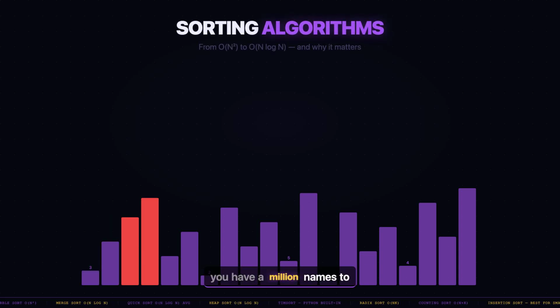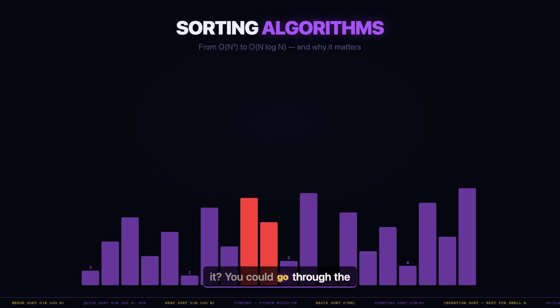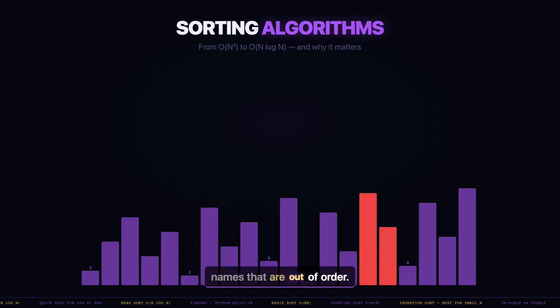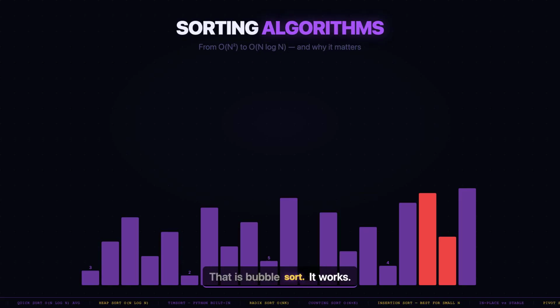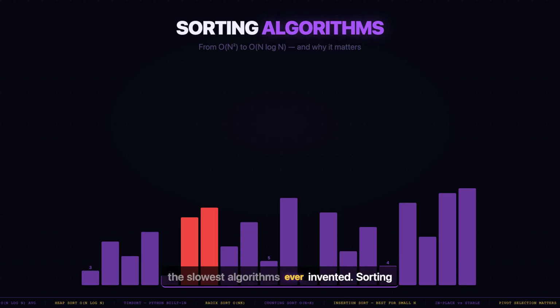Imagine you have a million names to sort alphabetically. How do you do it? You could go through the list again and again, swapping adjacent names that are out of order. That is bubble sort. It works. But it is also one of the slowest algorithms ever invented.